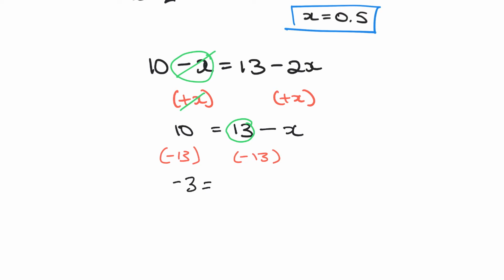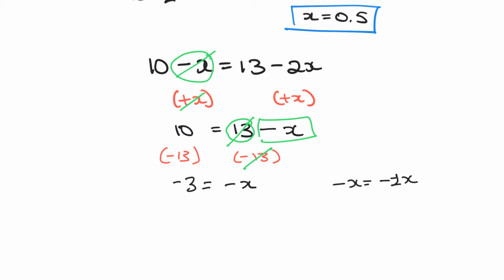On the right hand side, the 13 and minus 13 will cancel. Now this x that I've got here, it is minus, so I'm going to be left with a minus x. So I've got a negative 3 is equal to a negative x. So I can remember that when it says a negative x, that does mean I've got a negative 1x. We just don't usually bother to write down that negative 1.